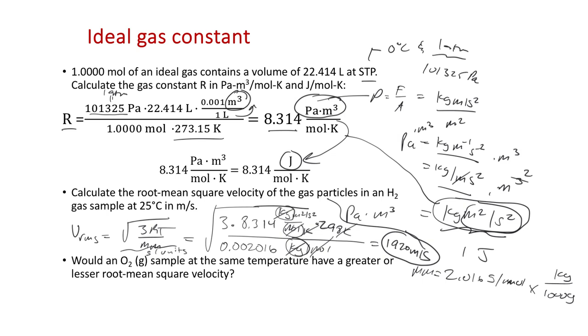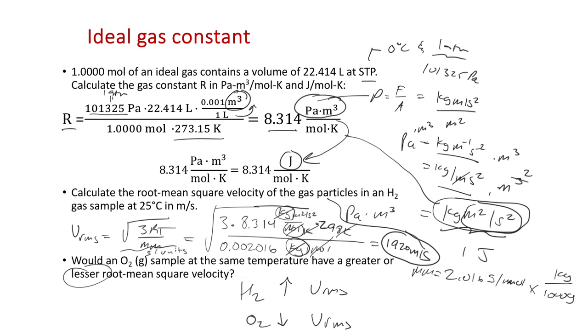Okay, so if we were to calculate this for O2, would an O2 sample at the same temperature have a greater or lesser root mean square velocity? Without necessarily plugging in the math and thinking about it, what do you guys think? You could also say, would it be equal? It's not going to be equal. Different mass particles have the same energy to distribute. If equal energy is given to particles, the heavier particle gets a slower velocity, the lighter particle gets a faster velocity. So H2 should have a higher root mean square velocity, and O2 therefore has a lower root mean square velocity.